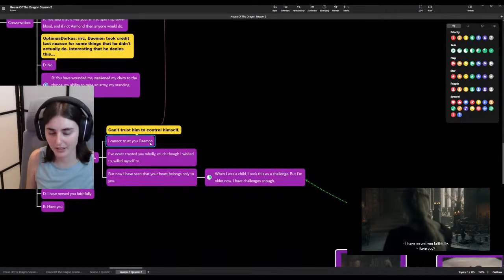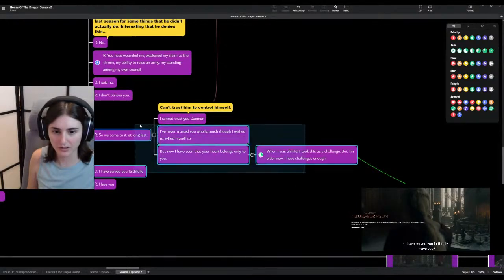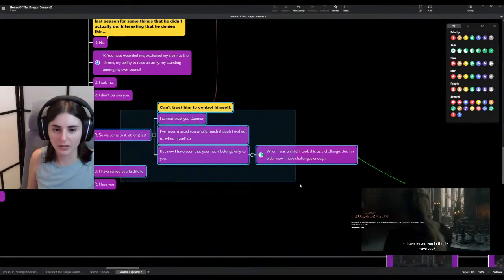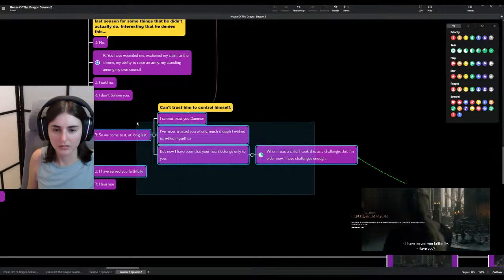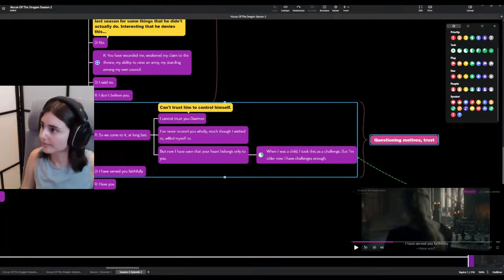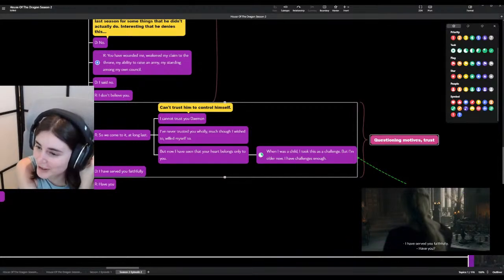Okay. Questioning his trust. Just do all of this. I don't know. Yeah, we can do that. Motives. Trust. Okay. Beta! I'd leave too. Fuck it.